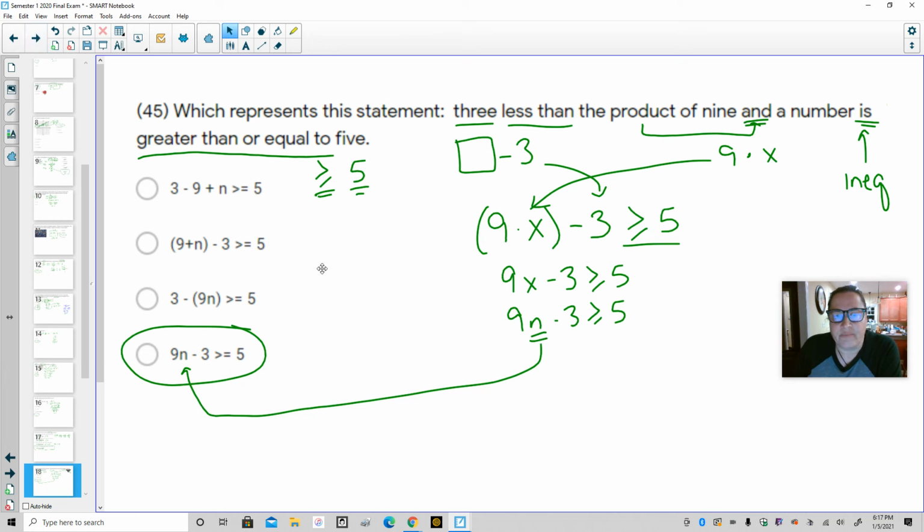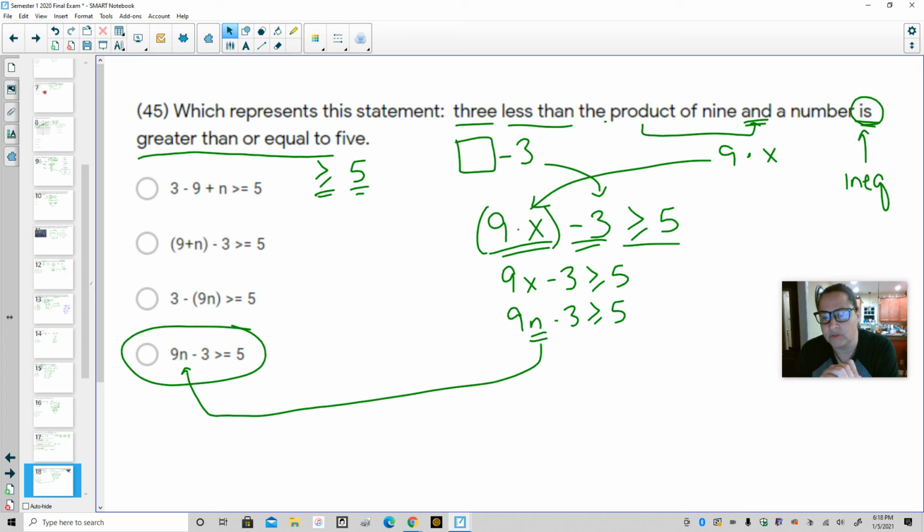Which represents this statement, 3 less than, so whatever it is, I'm going to subtract 3. Then the product of 9 and a number is greater than or equal to 5. So is tells me that this is going to become the inequality, is greater than or equal to 5. So the product of 9 and a number, 9 times x, 3 less than that, minus 3, is greater than or equal to 5.